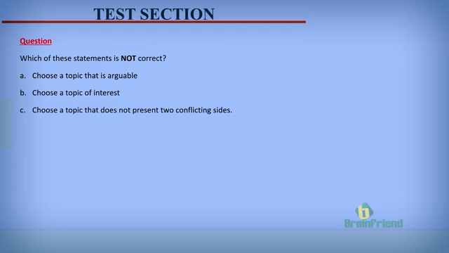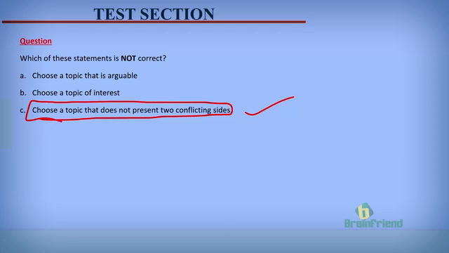The correct answer is C. Choose a topic that does not present two conflicting sides. This statement is not correct because we did say that when writing argumentative compositions, the topic we choose should present two conflicting sides so that someone can either be for or against that topic. So if you picked C, you are correct.